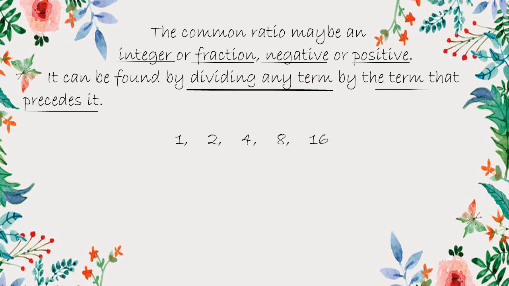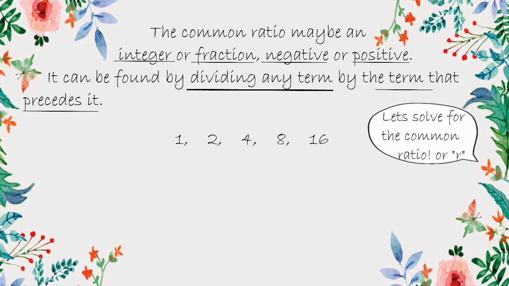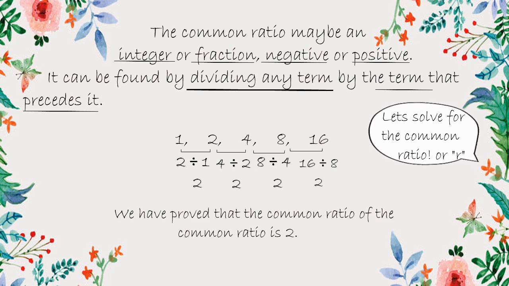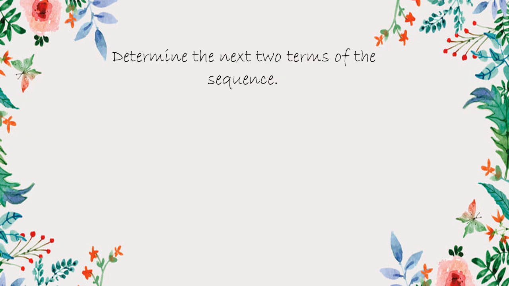Let's take the given example. We have 1, 2, 4, 8, and 16. So let's solve for the common ratio or r. So 2 divided by 1 is equal to 2. 4 divided by 2 is equal to 2. 8 divided by 4 is equal to 2. And 16 divided by 8 is equal to 2. So we have proved that the common ratio of the given sequence is 2. So r is equal to 2.